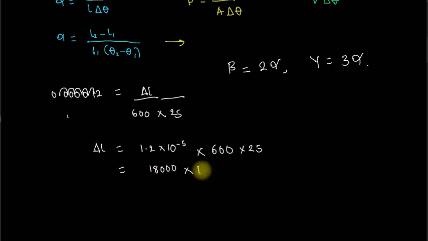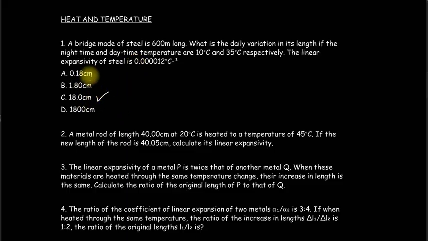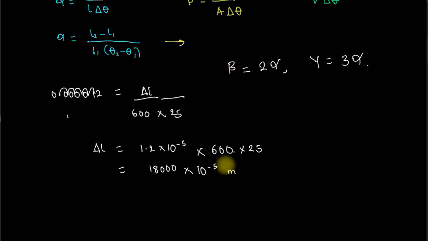18,000 times 10 raised to the power minus 5. To simplify this, we are going to get our answer in what? In meters, right? But if you look at the options, our options are in cm. So to convert meters to cm, what do we do? We multiply by 100, because 100 cm is equal to 1 meter.